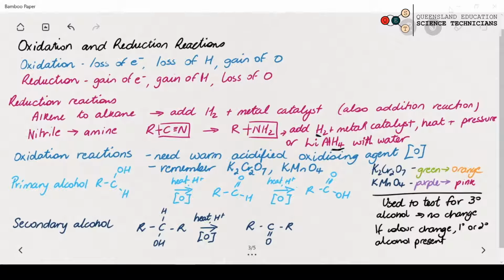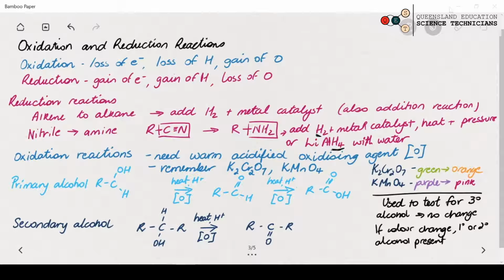With oxidation reactions, we need an oxidizing agent. And in the ones that we've learnt about, which is our potassium dichromate and our potassium manganate, they need to be acidified, and they need to be warmed. So we can represent an oxidizing agent as an O with the square brackets around it. And you can see here I've actually put the conditions underneath our arrows. So we'll need the heat and the strong acidic environment with the oxidizing agent.